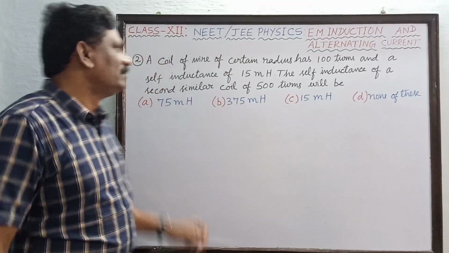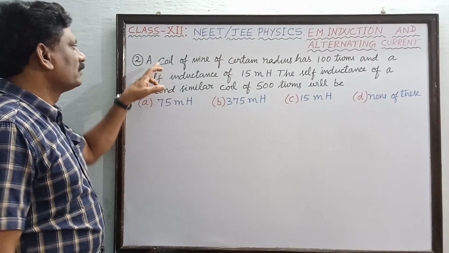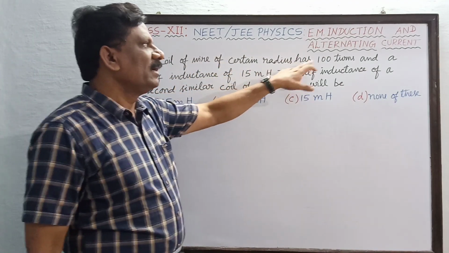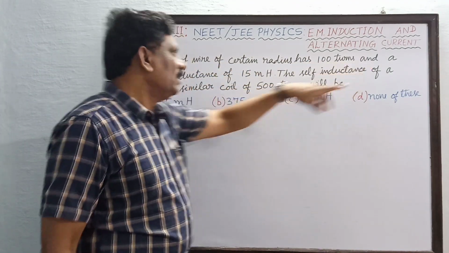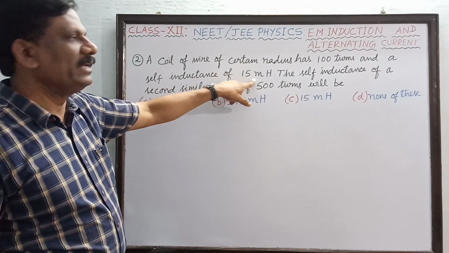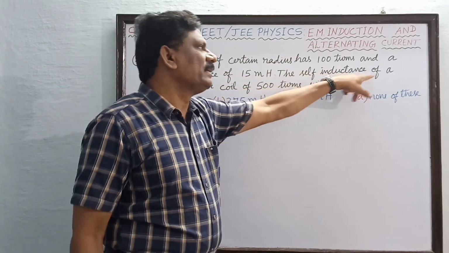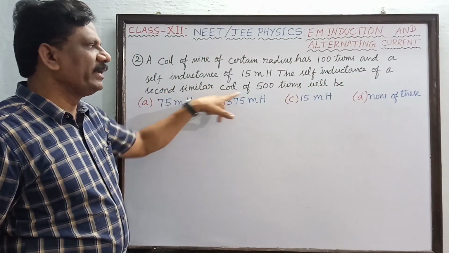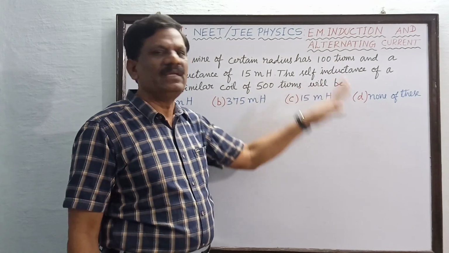Hi students, problem number 2. A coil of wire of certain radius has 100 turns and a self-inductance of 15 millihenry. The self-inductance of a second coil, a similar coil of 500 turns, will be.